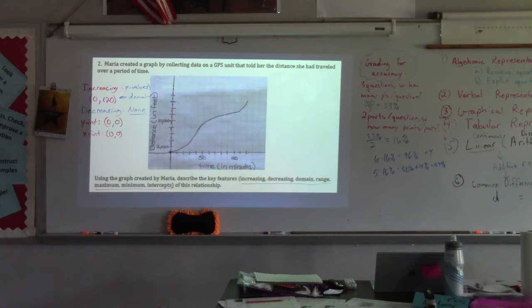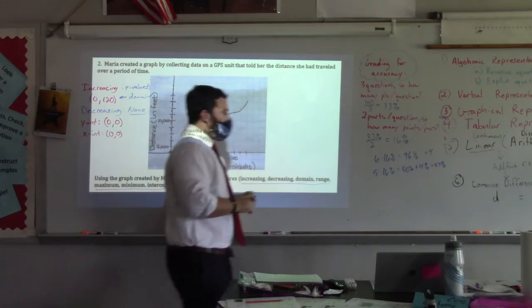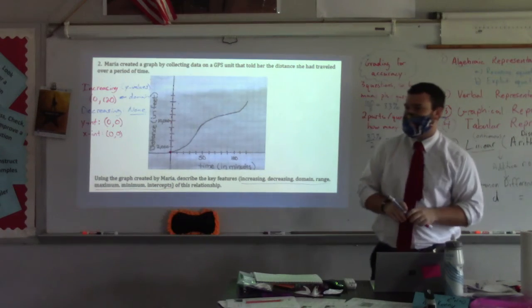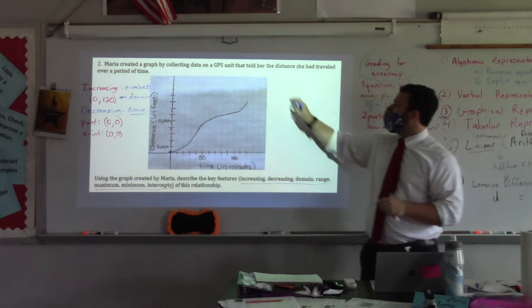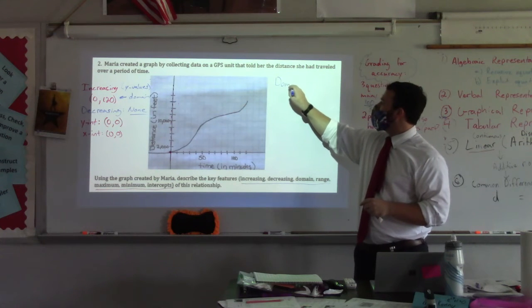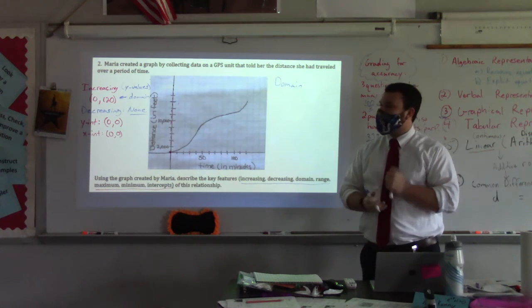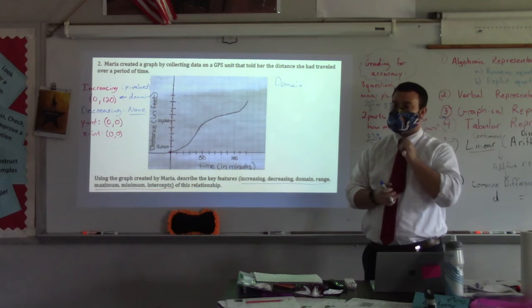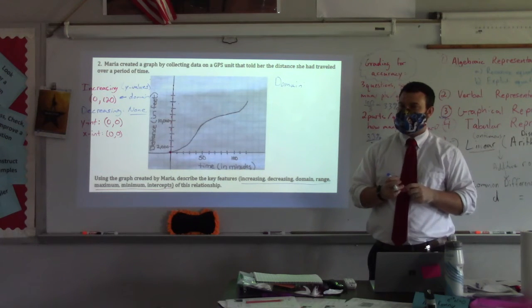All right. So we've got our increase, we've got our decrease, we've got our x-intercept, our y-intercept. What else do we still need to address? The domain and the range. Domain and the range. So, I think that was also Kelsey and Shelby, right? Yeah. What'd y'all come up with for your domain? It is 0 to 120.